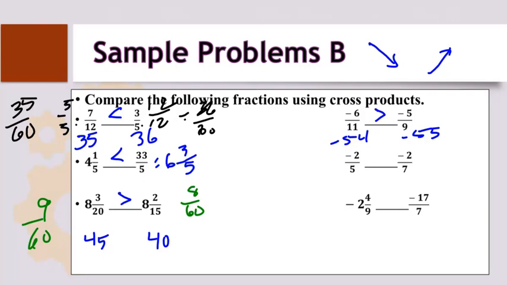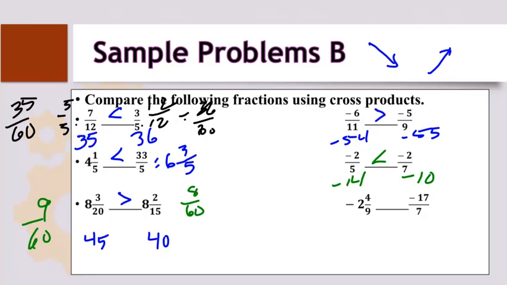Next, we have -2 fifths and -2 sevenths. Cross multiply, it gives us -14. The other one would give us -10. -14 is less than -10, so -2 fifths is less than -2 sevenths.